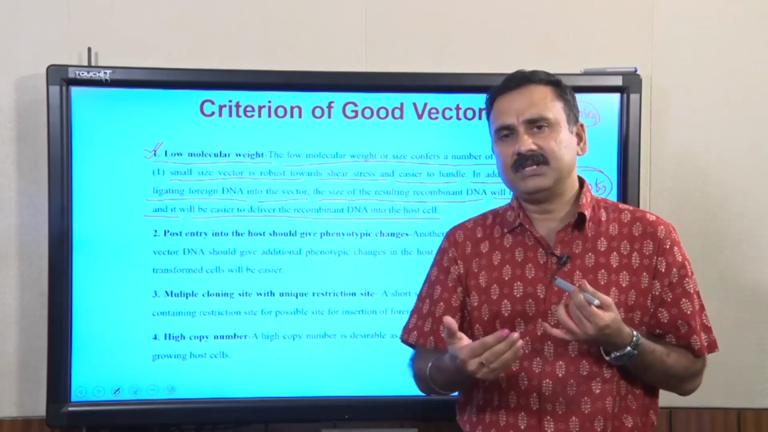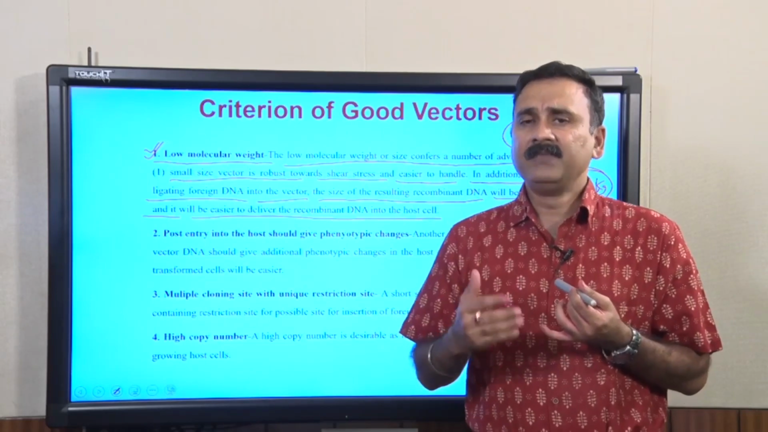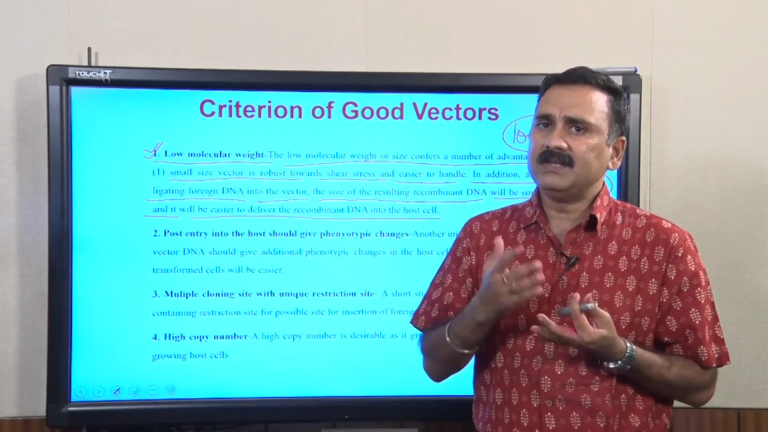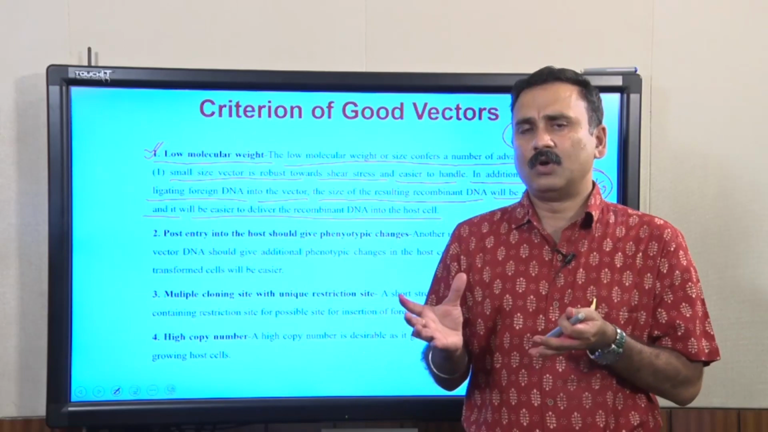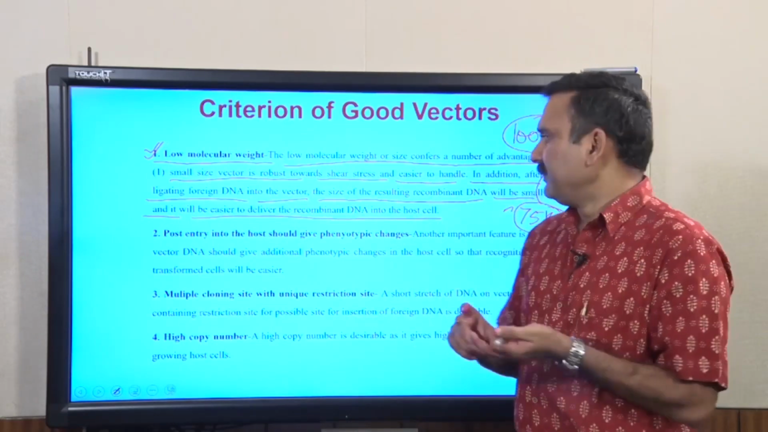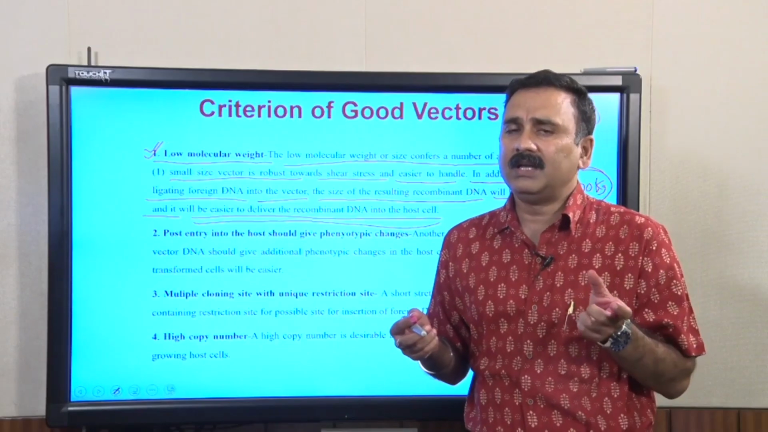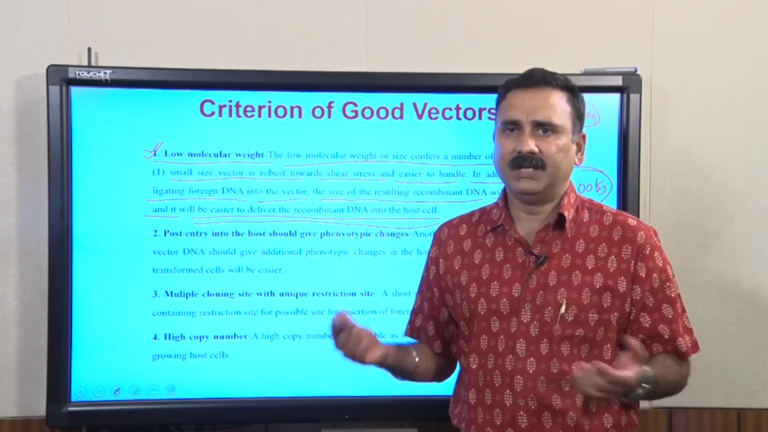And that has an additional advantage that isolating this particular type of vector is easy, and transforming the resulting recombinant DNA is easy, because the resulting recombinant DNA is also going to be smaller in size, and at the end the transformation is going to be very easy. On the other hand, the manipulation of this smaller DNA is going to be easier compared to the manipulation of the larger DNA.